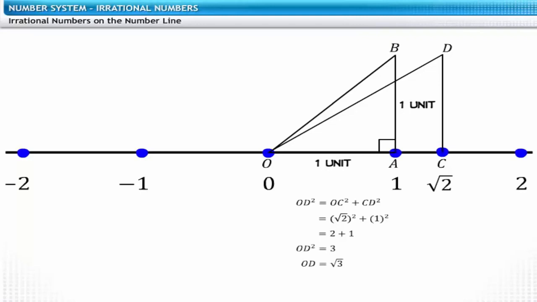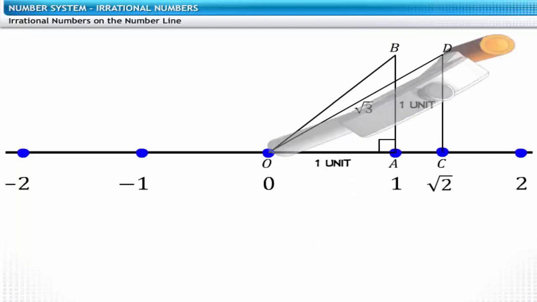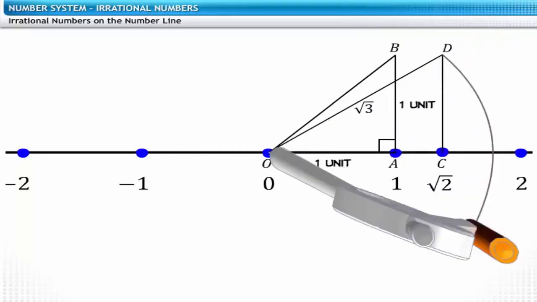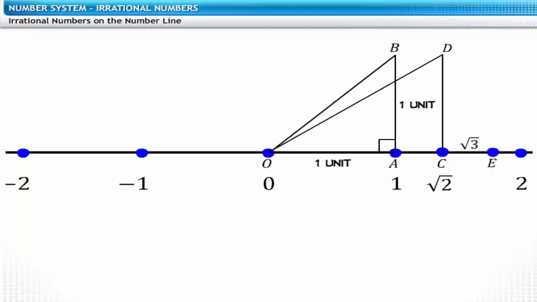With O as the center, mark the length of OD with a compass and draw an arc on the horizontal line. Wherever the arc intersects the horizontal line, mark that point as E, and the distance from O to E is the square root of 3. You can now proceed to the solved problems section to apply your learning.